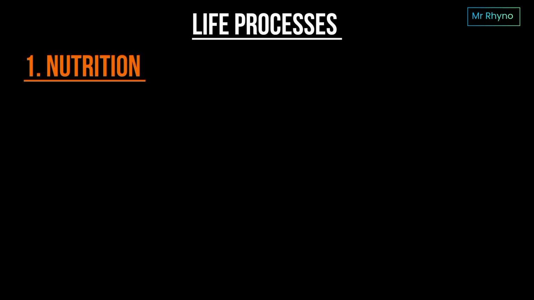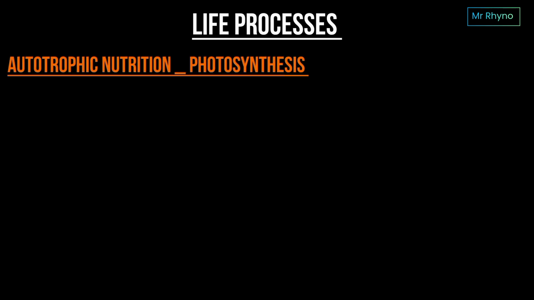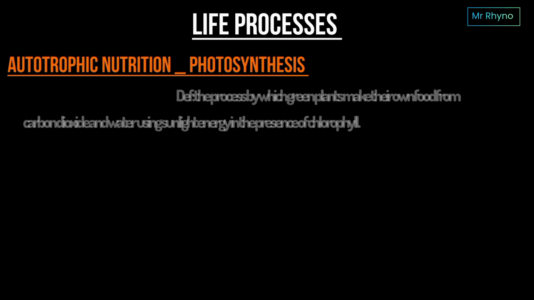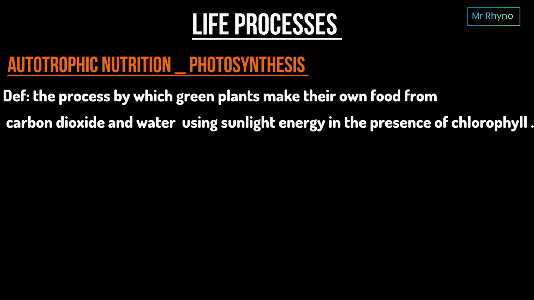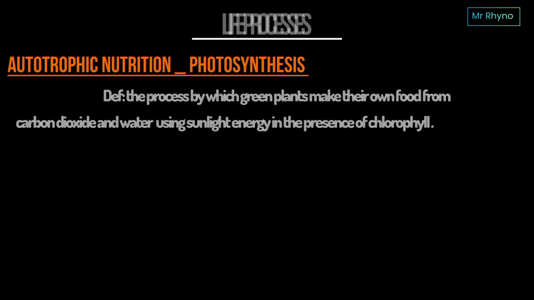Now let us go deep into how plants make their food. This process is called photosynthesis. We can define photosynthesis as the process by which green plants make their own food, that is glucose, from carbon dioxide and water using sunlight energy in the presence of chlorophyll.